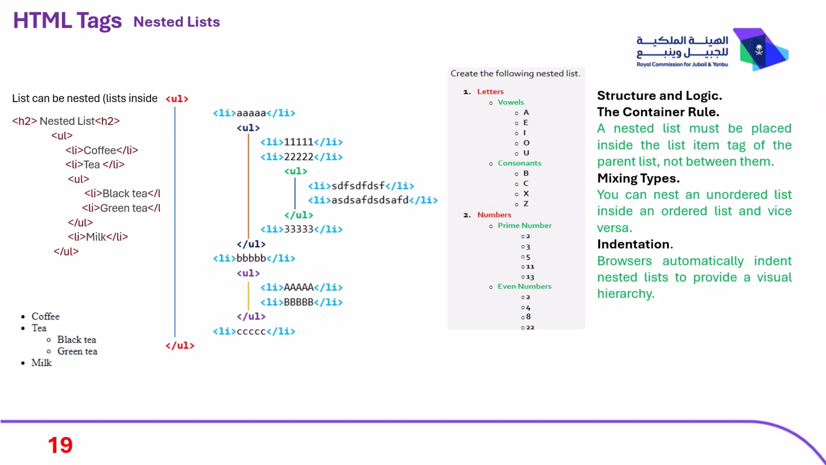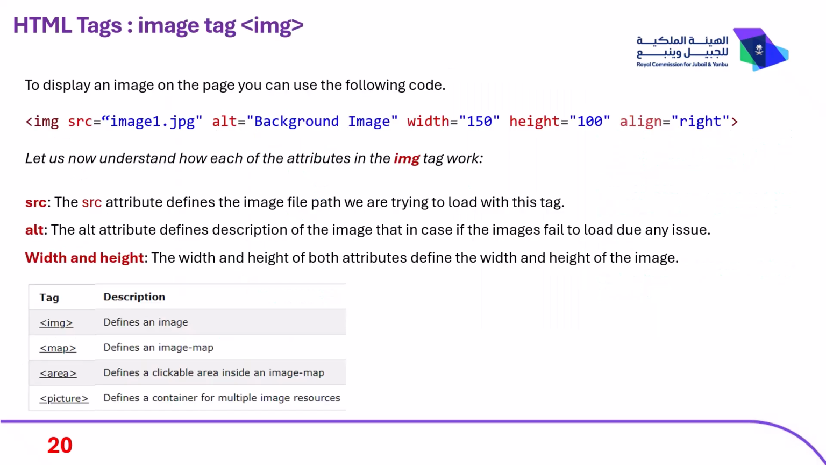You can nest an unordered list inside an ordered list, and vice versa. Indentation. Browsers automatically indent nested lists to provide a visual hierarchy. To add visuals, use the image tag with the src attribute for the file path and alt for a text description. For navigation, the anchor tag creates hyperlinks. You can link to other websites, specific sections on the same page.